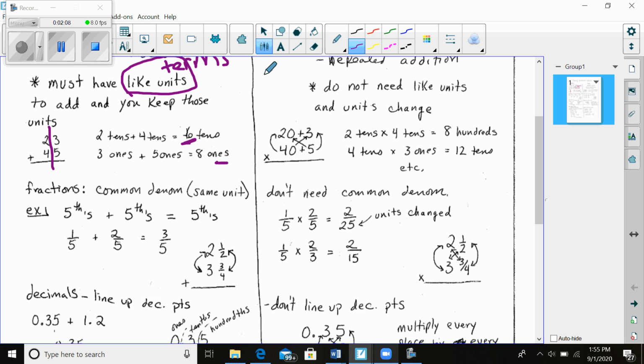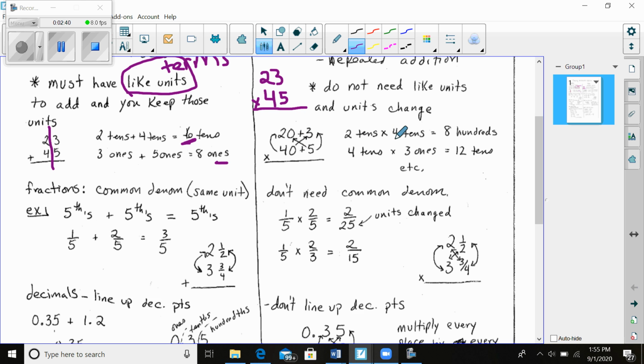Now over here, I might be showing this product in a different way than you might be used to. I'm showing the product 23 times 45, but I wrote 23 as 20 plus 3 and 45 as 40 plus 5. Some of you might have been taught to multiply that way. But anyway, in multiplication, it's not like I just multiply 3 and 5 and multiply 2 and 4, right? I have to multiply every place by every place.